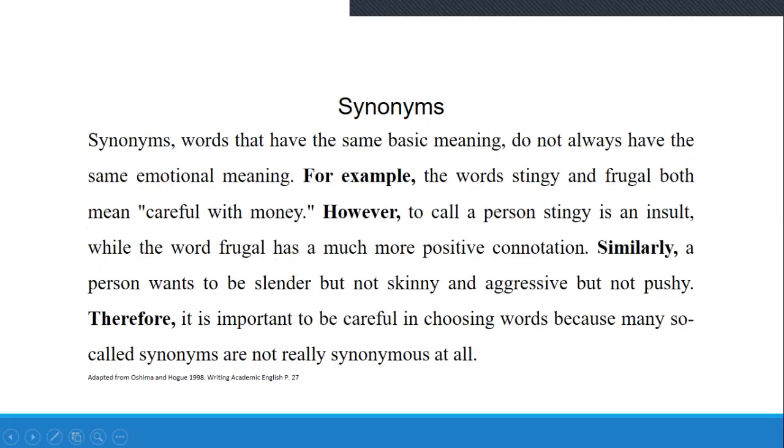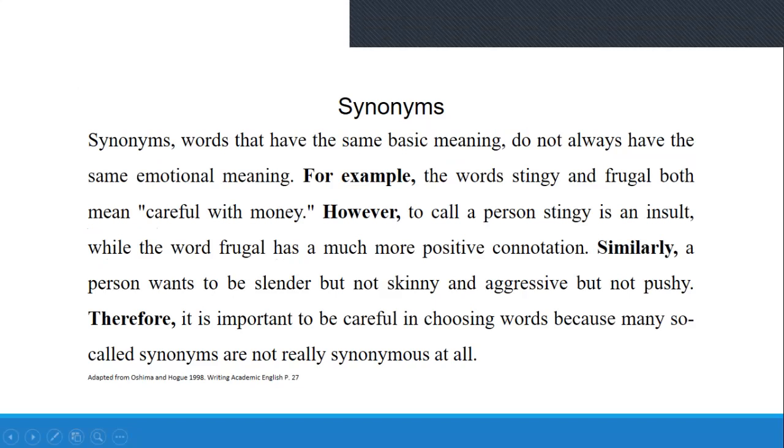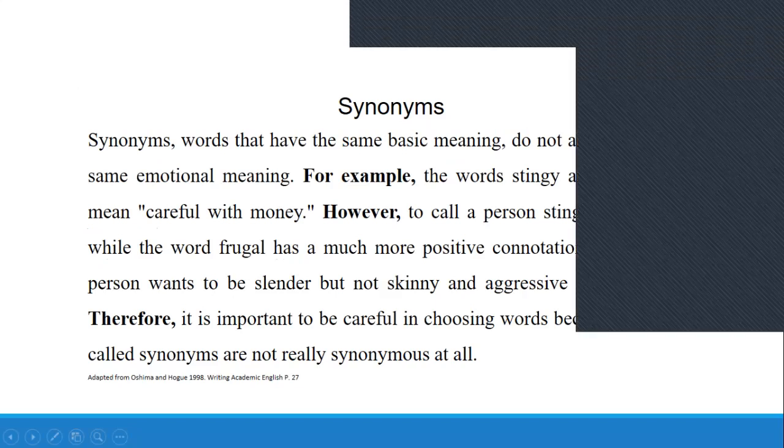Now look at this paragraph. This paragraph is about synonyms. Synonyms, what are synonyms? Yes, students, do you know the meaning of synonyms?